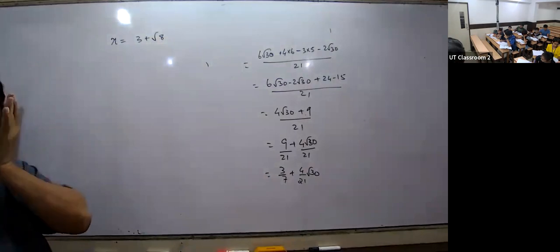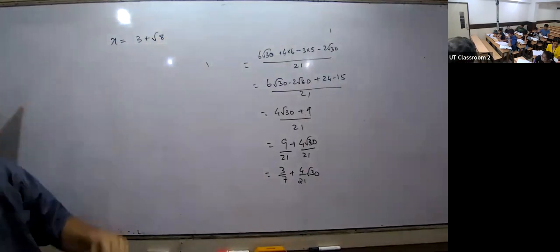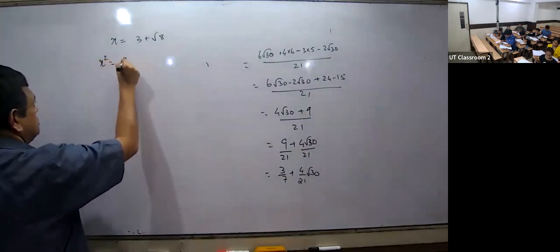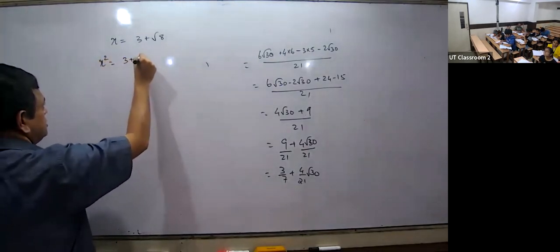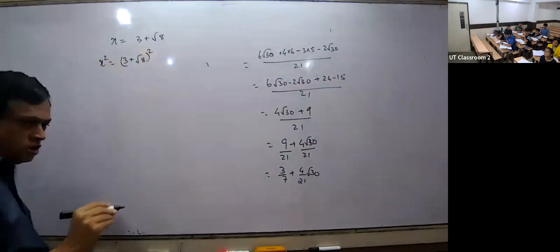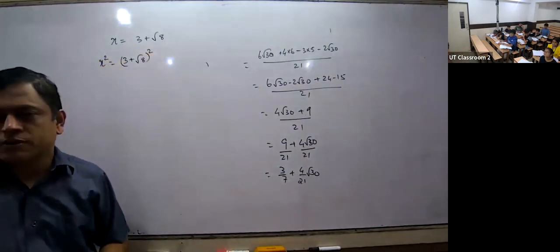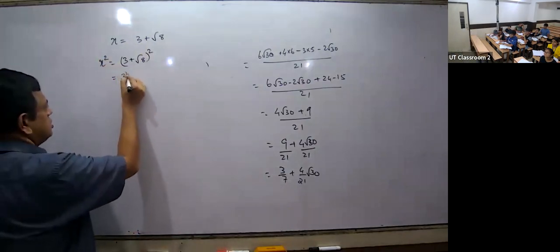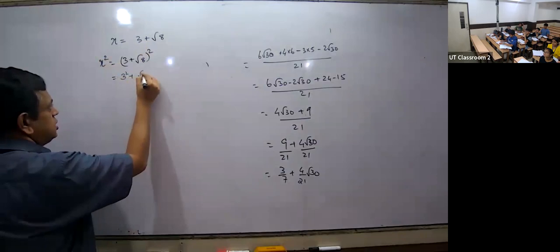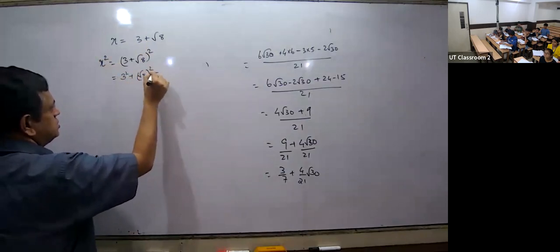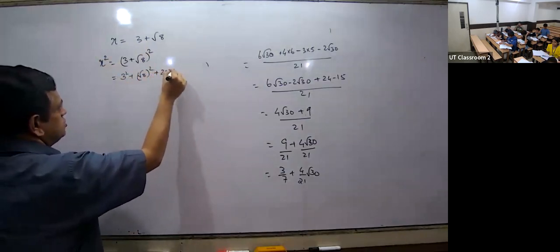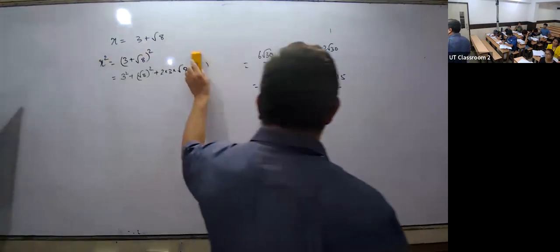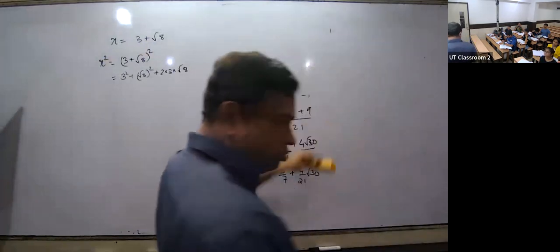Look now. First, I can find out what is x square. What is x square? 3 plus root 8 whole square. Yes or no? What is 3 plus root 8 whole square? A plus b whole square: 3 square plus root 8 whole square plus 2 into 3 into root 8. What is the identity which we use? A square plus b square plus 2ab.